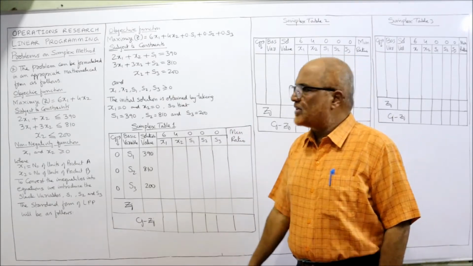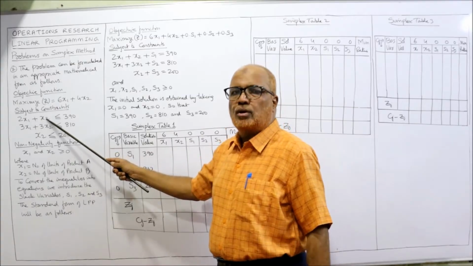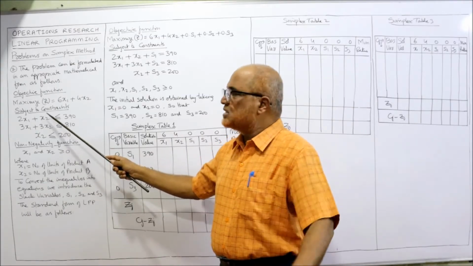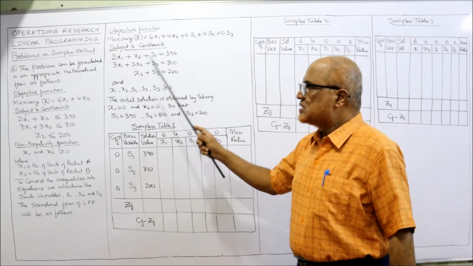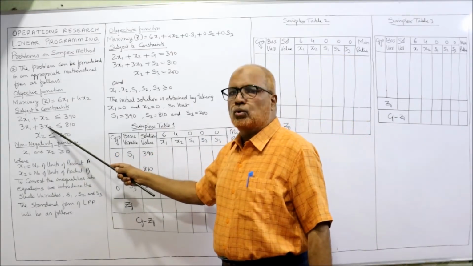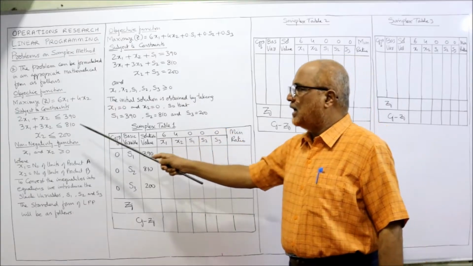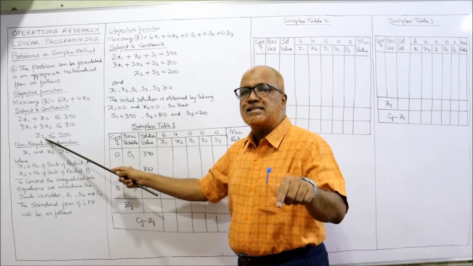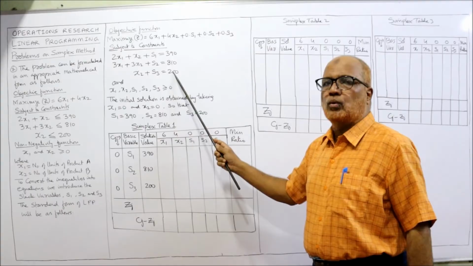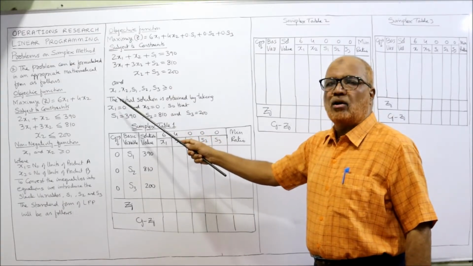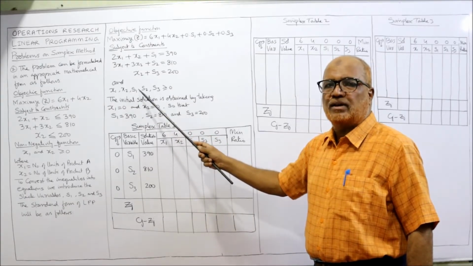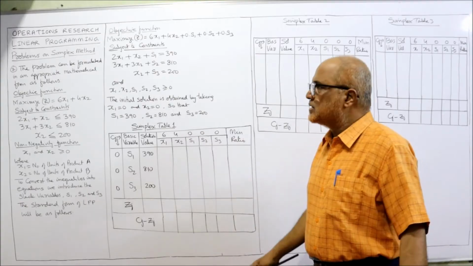Subject to constraints. The first constraint: 2x1 plus x2 plus S1 is equal to 390. Similarly, 3x1 plus 3x2 plus S2 is equal to 810. Third, x2 plus S3 is equal to 200. And the non-negativity constraint says x1, x2, S1, S2, S3 are greater than or equal to 0.